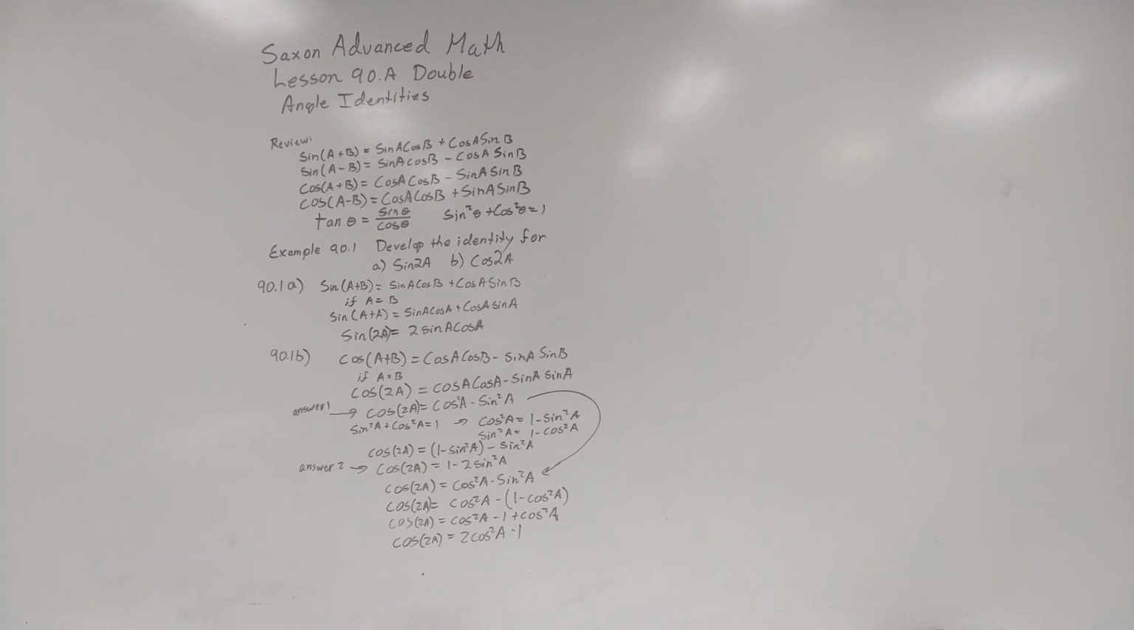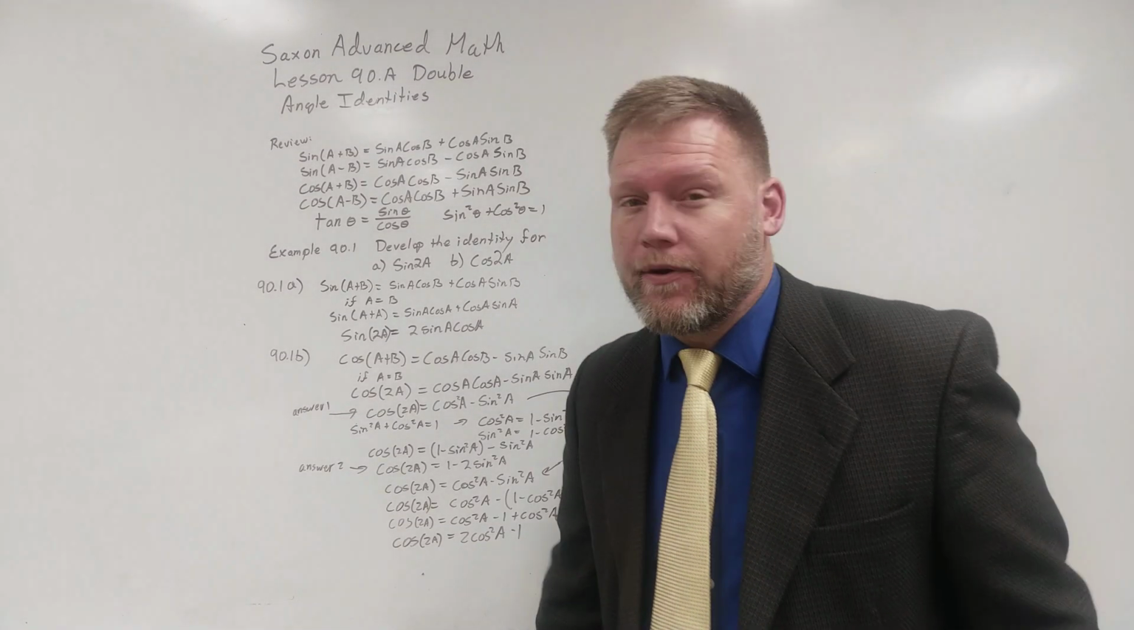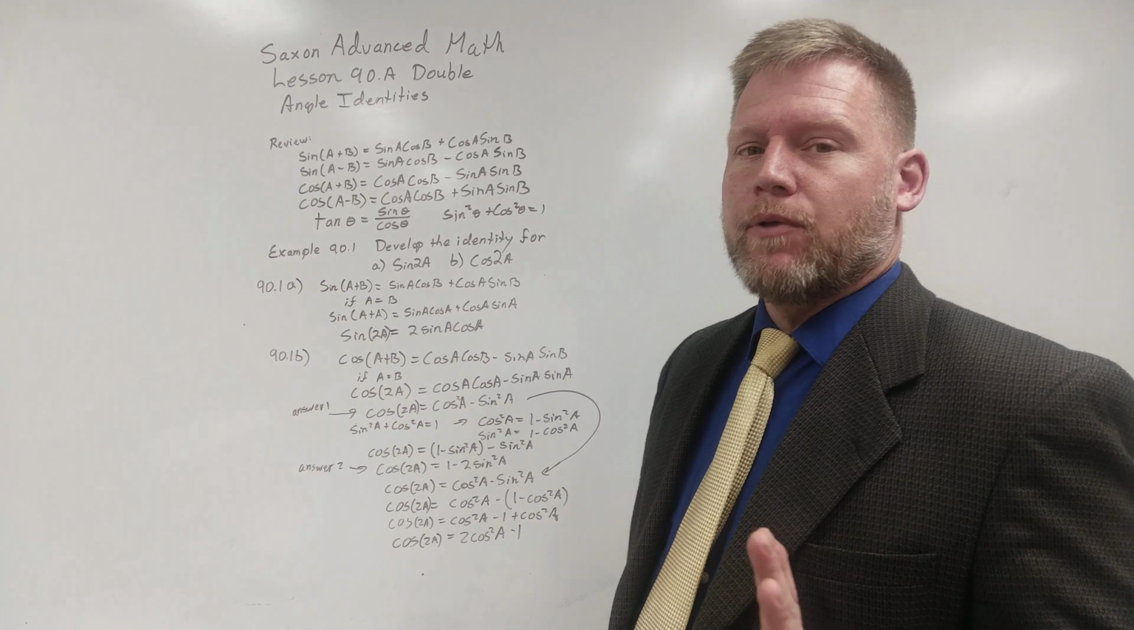This is Saxon Advanced Math, lesson 90.A, and we're dealing with double angle identities. Double angle would be two of the same thing, right? Double. The first thing we're going to do is start with a little bit of review.